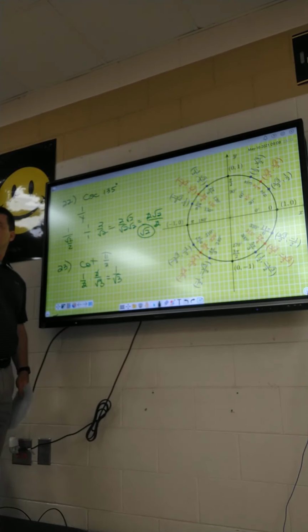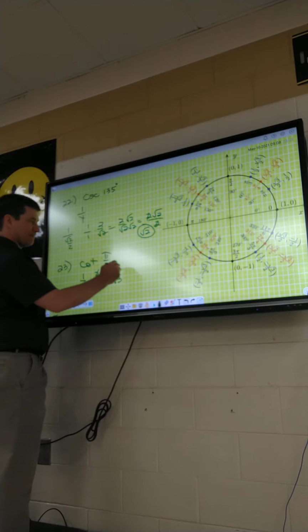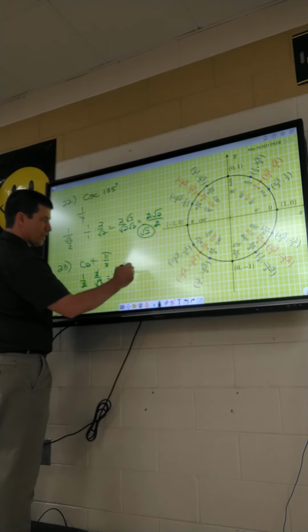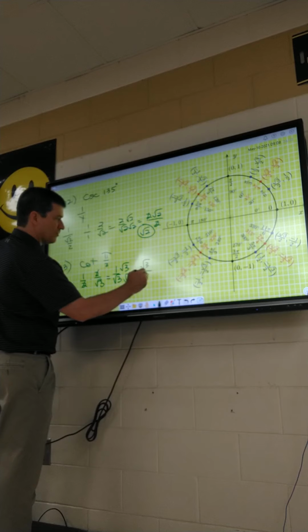Can I leave it that way? How do I fix it? Answer is root 3 over 3.